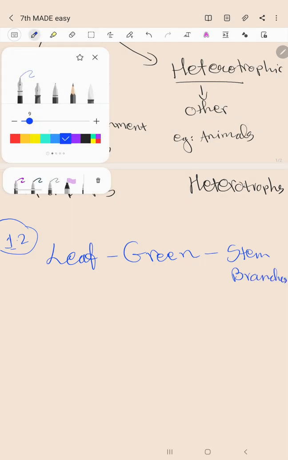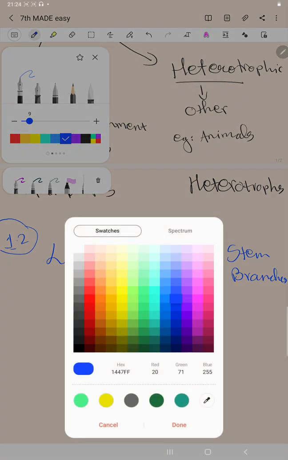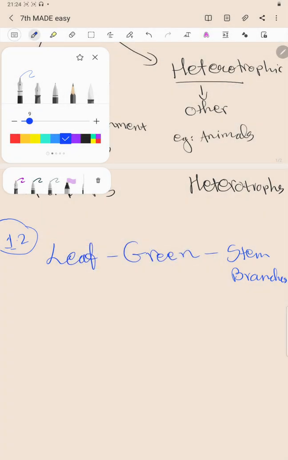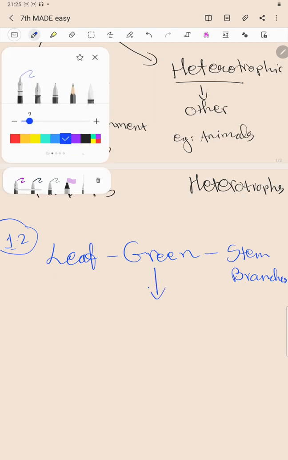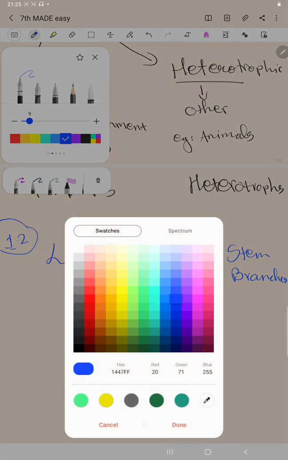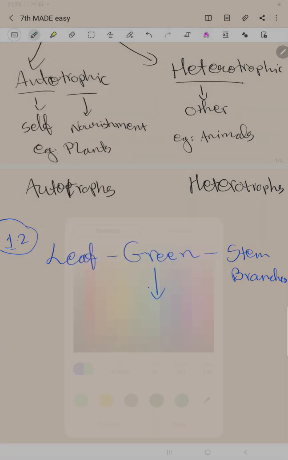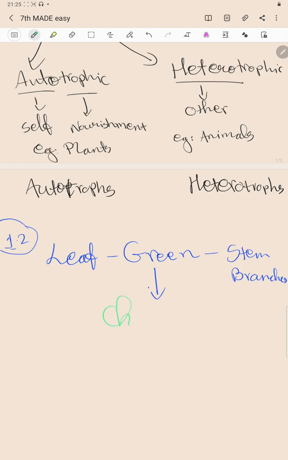which include stem and branches. The main point to note here is that when we say it has to be green, we mean that they should contain a pigment known as chlorophyll. This chlorophyll pigment is green, and that is what is required to prepare your own food.